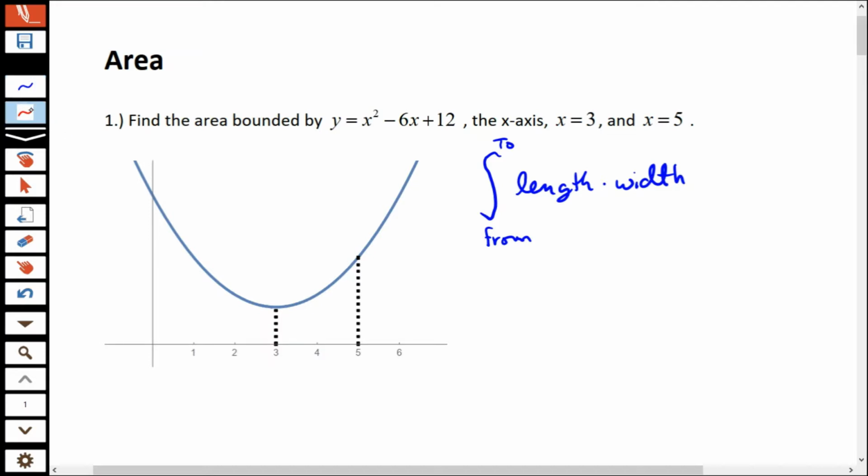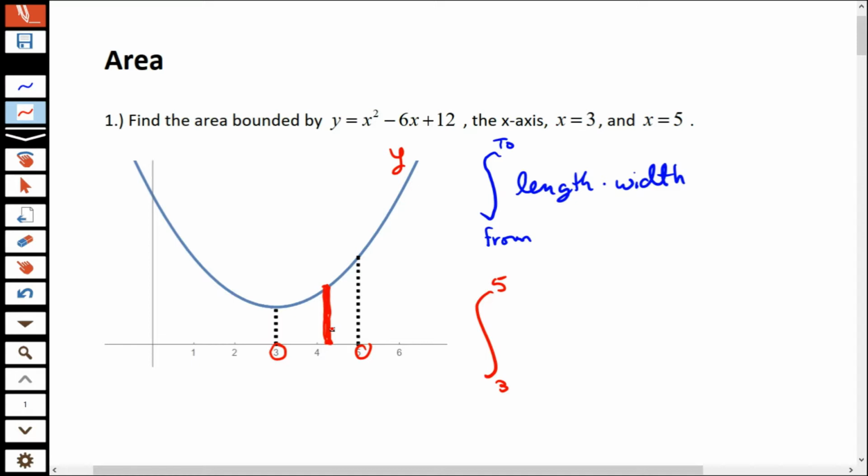So take the example y equals x squared minus 6x plus 12. We're finding the area bounded between that and the x-axis, going from x equals 3 to x equals 5. So obviously my bounds are 3 to 5. And then I usually draw in some kind of representative rectangle on the graph of what I want to integrate.